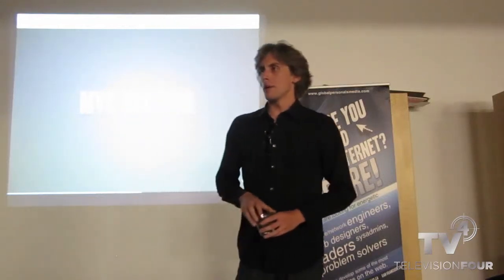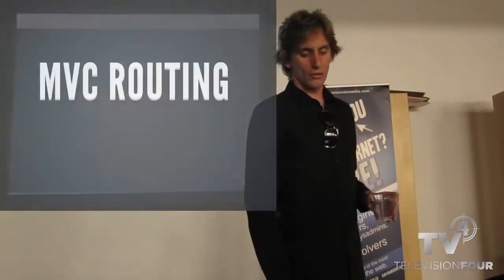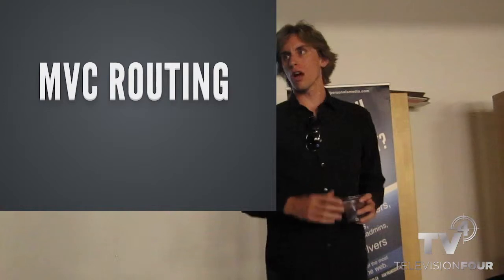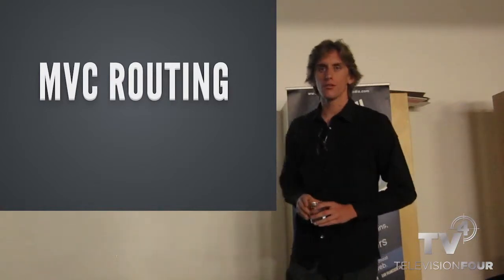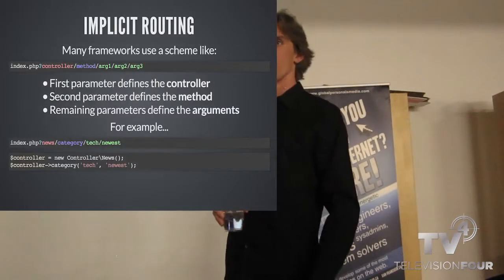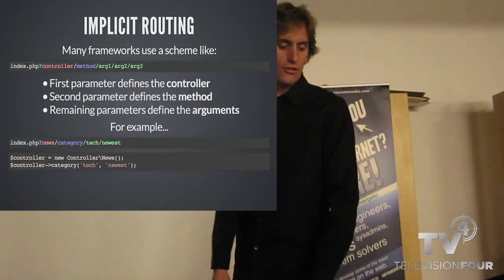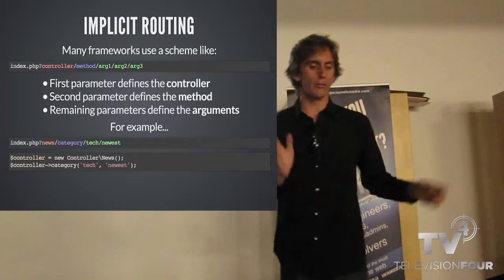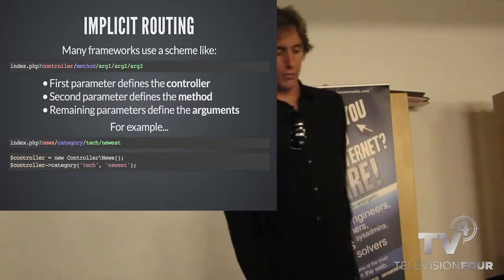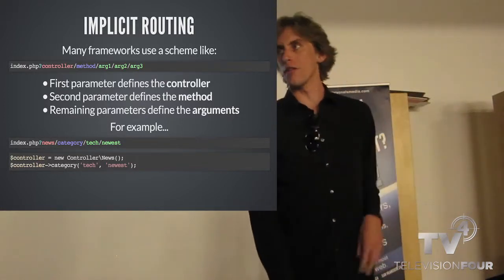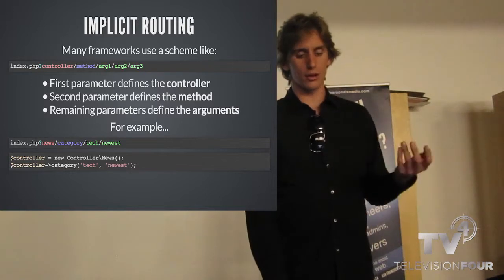So then just talk a little bit about MVC routing, which is another big question that people often have open. One of the common paradigms is just to use implicit routing. This is something we saw in most of the MVC frameworks of, say, maybe 5 years ago. You had a scheme like question mark, controller, method, and some arguments, and basically the first one defines the controller, the second defines the method, the third defines the arguments.